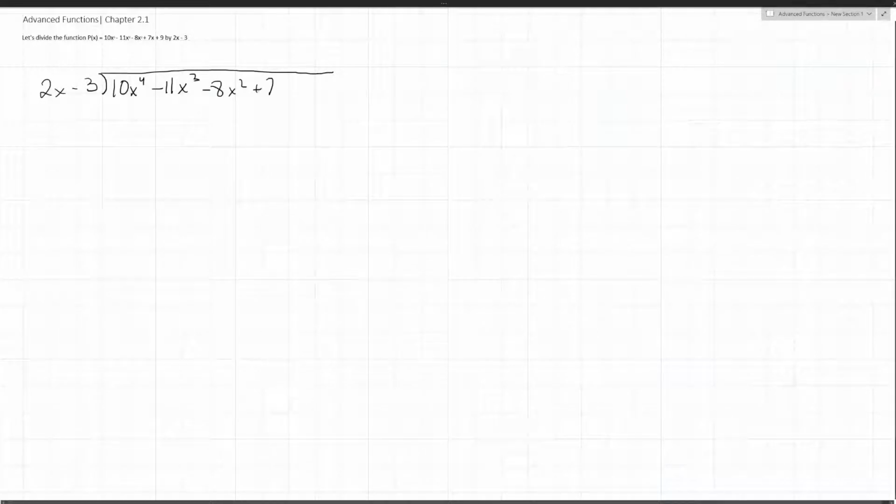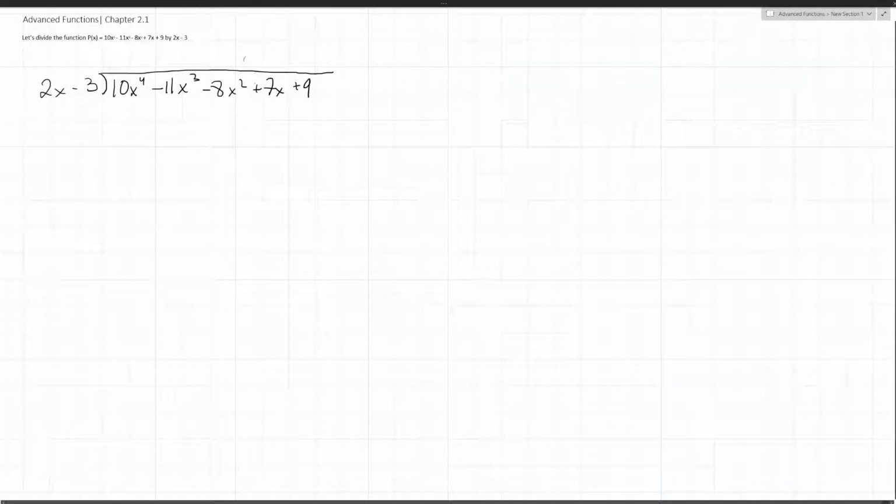First we have the function p of x, which equals the following, and we're dividing it by that. The way we set it up is we have 2x minus 3, which is the divisor, separated by this wonderful contraption. Also, I made it this long so it could fit the whole dividend into it. And now we write the whole dividend: 10x to the power 4 minus 11x to the power 3 minus 8x squared plus 7x plus 9. Now, we need to make sure everything's in decreasing order, which it is, so we're good there.